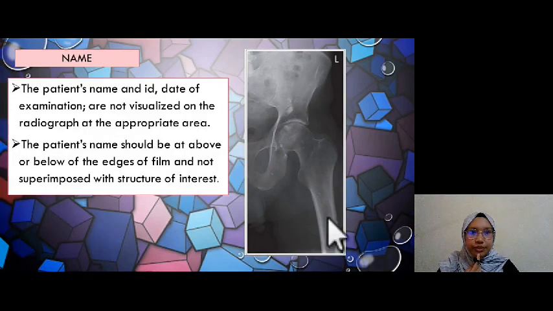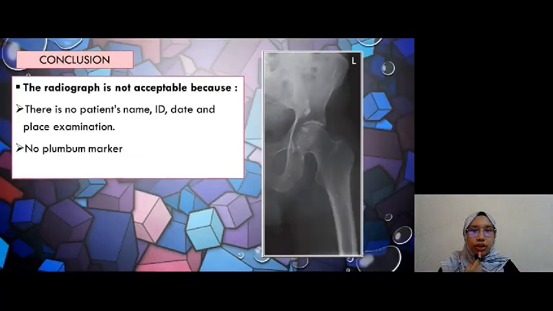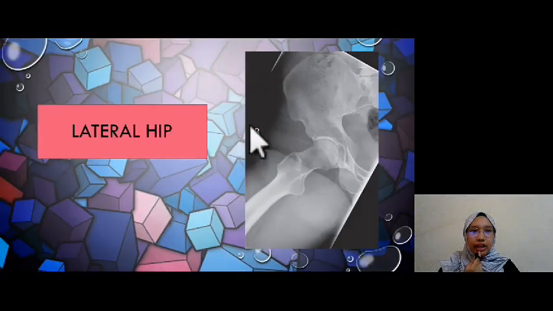Okay, next, for name, the patient's name, ID, and date of examination are not visualized on the radiograph at the appropriate area. The patient's name should be above or below the edges of film and superimposed with structure of interest. Okay, for conclusion, the radiograph is not acceptable because there is no patient's name, ID, date, and place of examination, and there is no plumbum marker. Okay, next, we proceed with lateral hip.